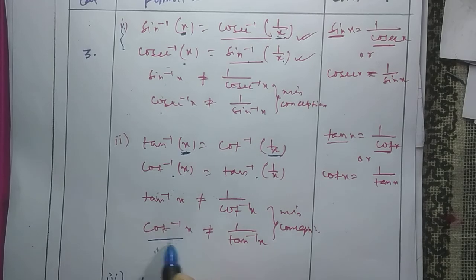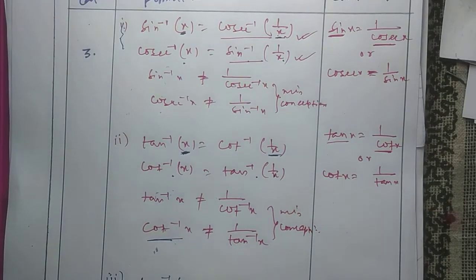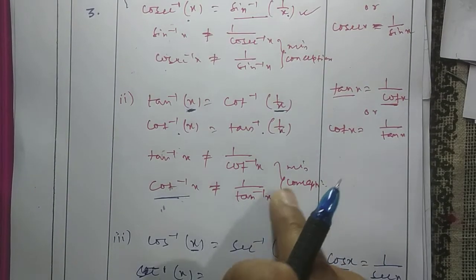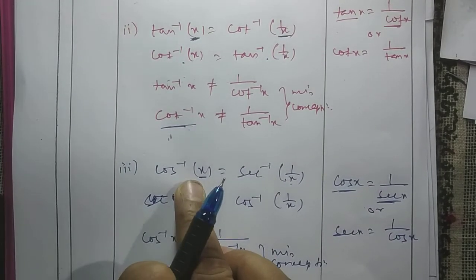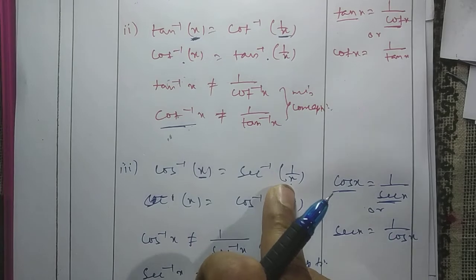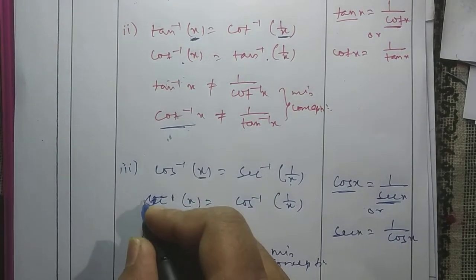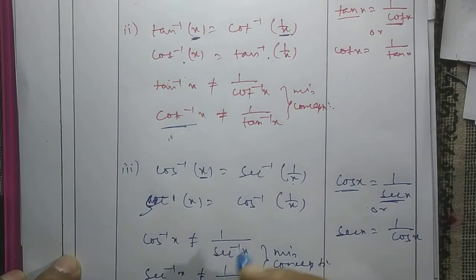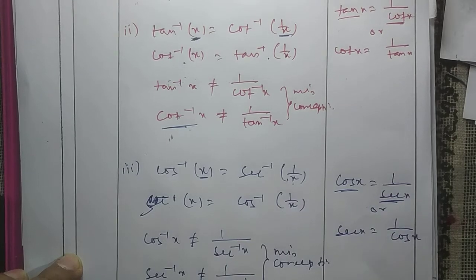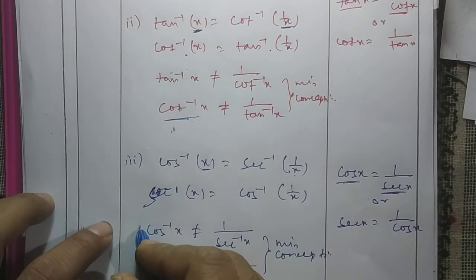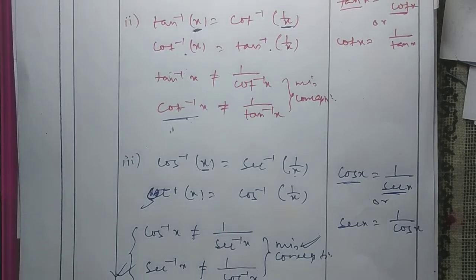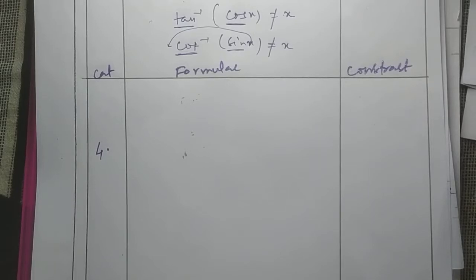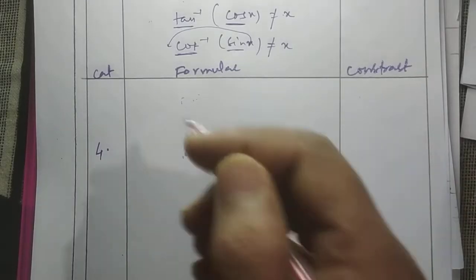Please don't write cot inverse x as not equal to this one. Don't write it. It is a misconception. And finally, cos inverse x can be written as sec inverse 1 by x. Also, sec inverse x will be equal to cos inverse 1 by x. Please don't write them like that. Okay. It is the misconception. Understood or not? Come to category 4 and let us see what formulas are there.